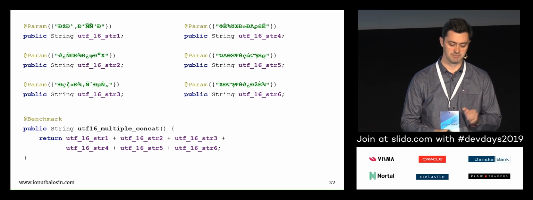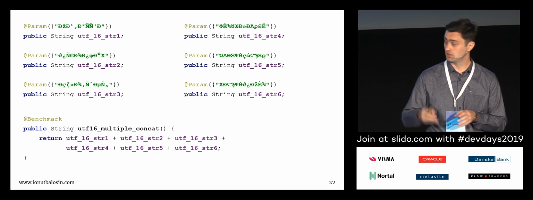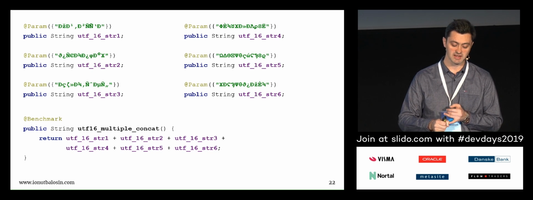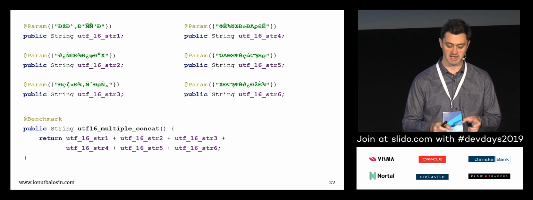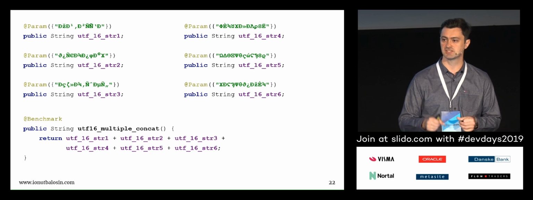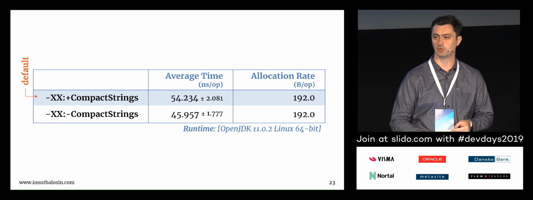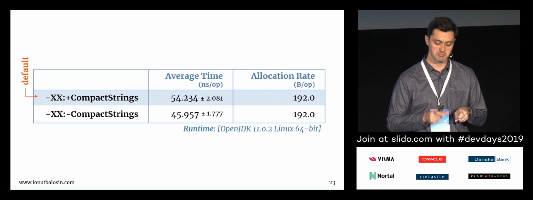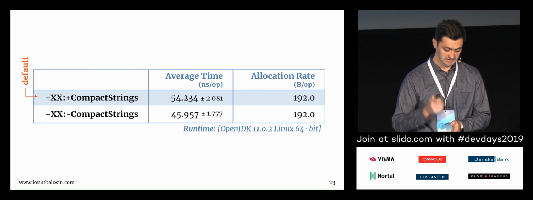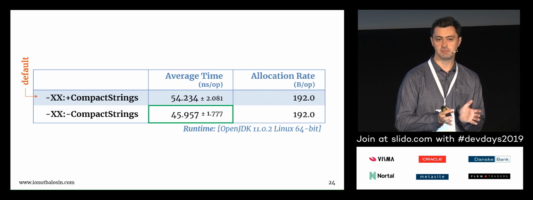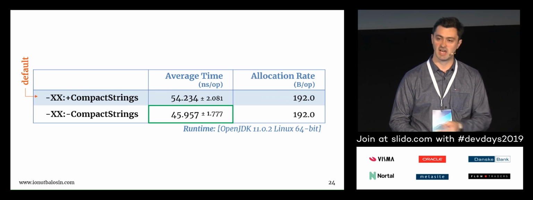So what it does is this. First, I declared 6 strings. Each of those, you can see, are UTF-16, and then I measure the concatenation of those strings, how much time it takes to concatenate all of them with the compact strings scheme enabled, because it's enabled by default when you start the JVM. As you can see here, I measured the allocation rate and the average time. Average time, of course, the lower the better. And you can see it spotted there that by disabling the compact strings option in the JVM, I got better performance.